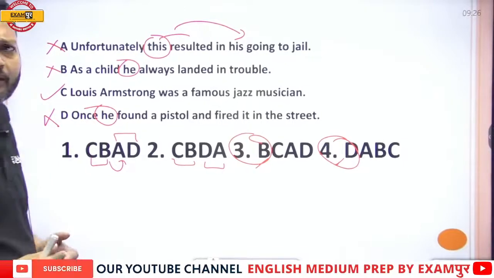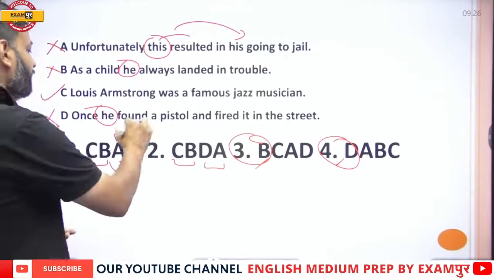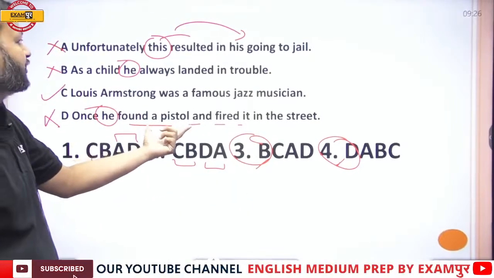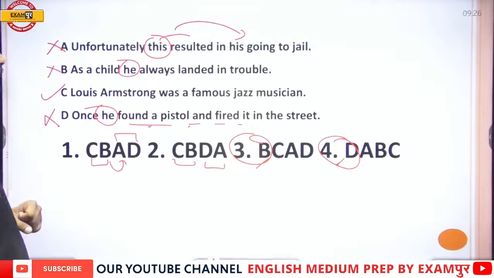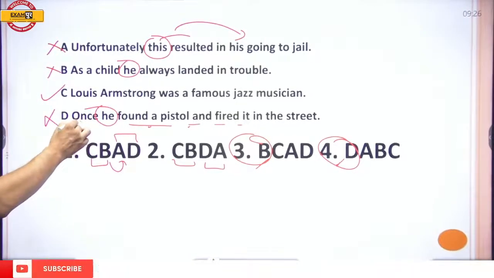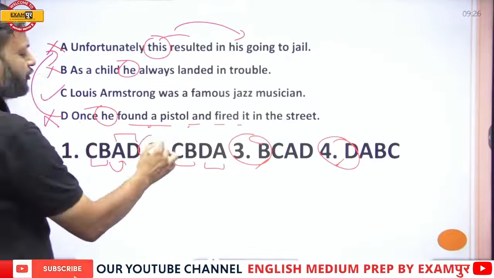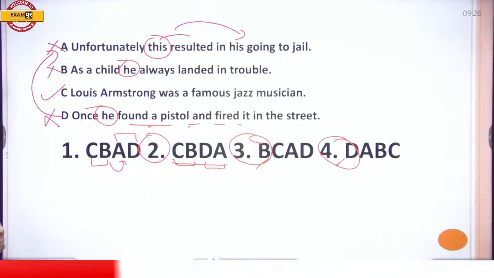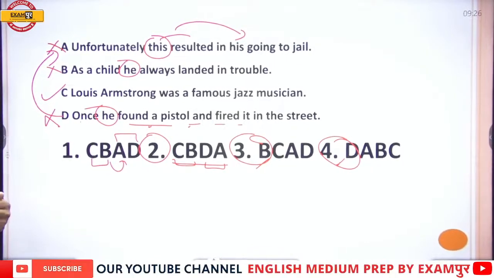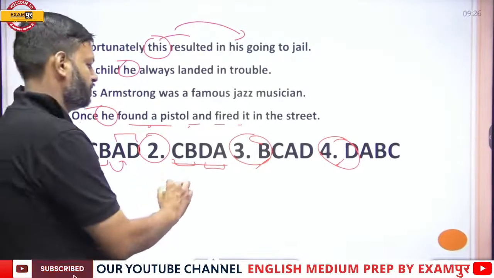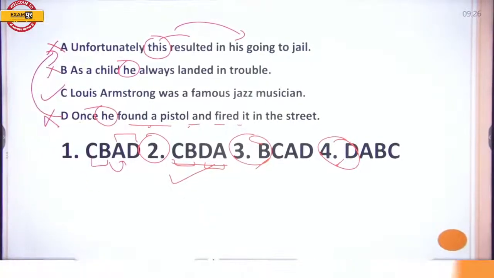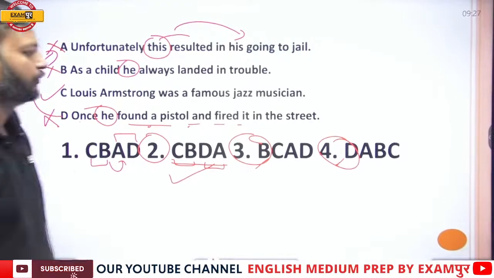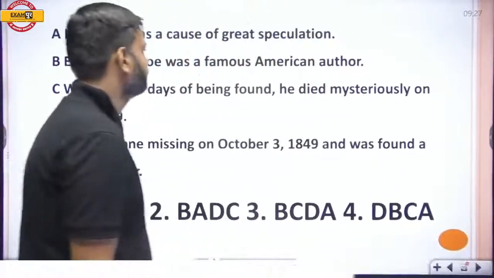What resulted? He found a pistol and fired in the street. So this resulted in his going to jail. So first D will come, then A will come. So the correct answer would be CBDA. Okay, so the correct answer is CBDA. Right? Now check the next question.